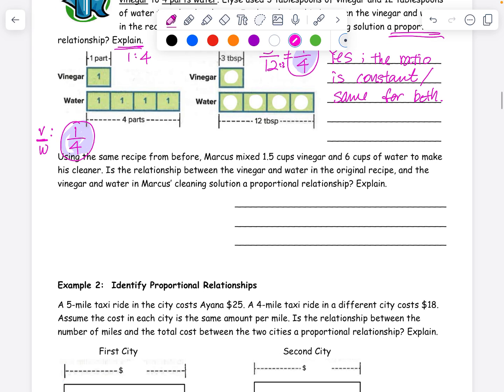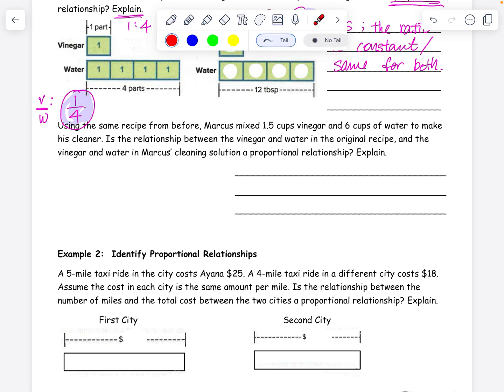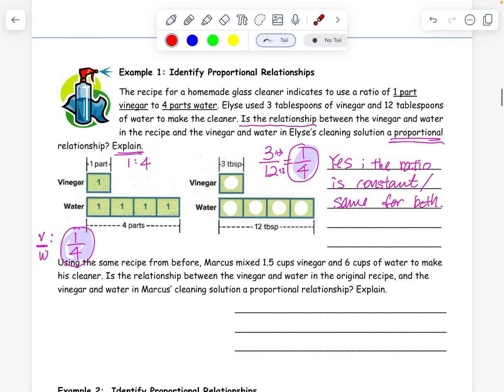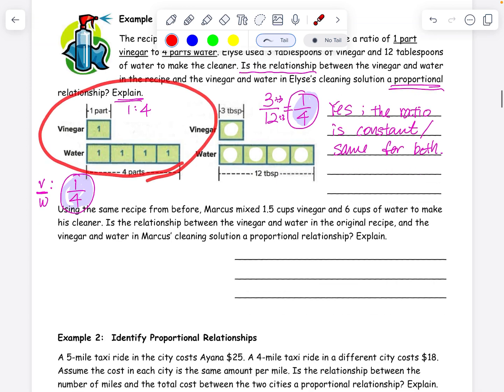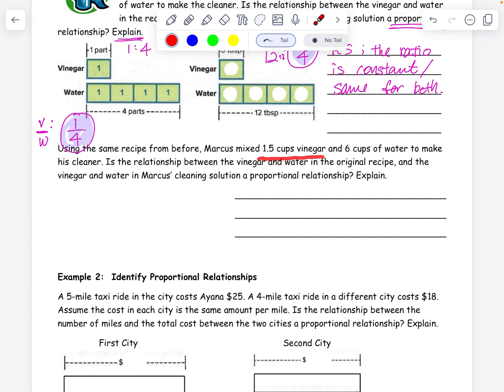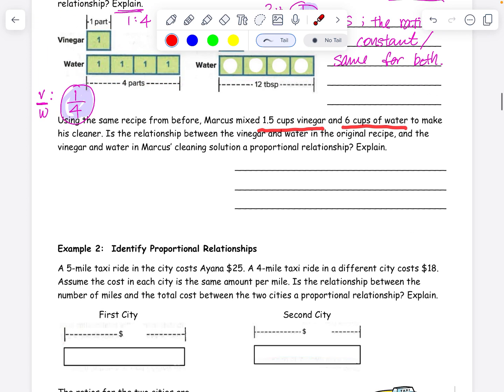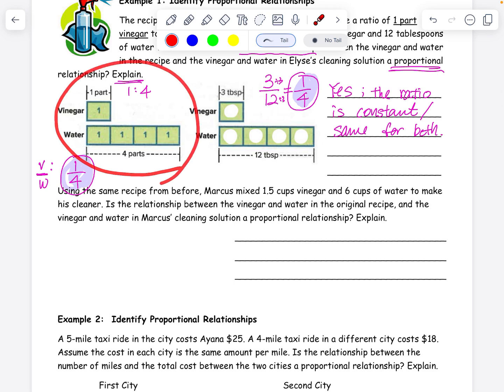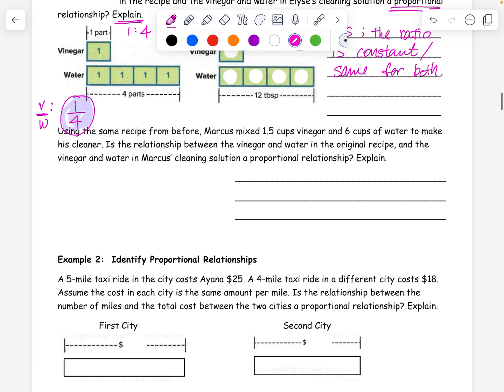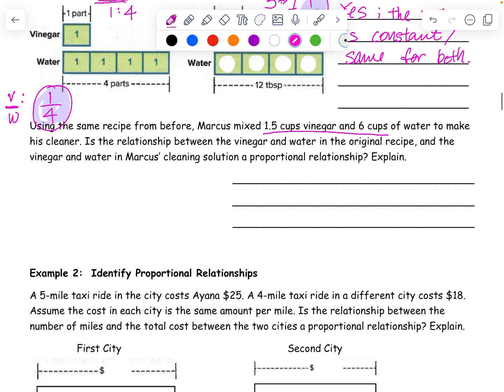Let's look at the next example. Using the same recipe from before, so we're using the same recipe, 1 part vinegar, 4 parts water. Marcus mixed 1.5 cups of vinegar and 6 cups of water to make his cleaner. Now, is this a proportional relationship? Okay, is this proportional to the relationship we saw? So let's take a look at this. All you have to do again is make a ratio. Vinegar on the top and water on the bottom. So again, vinegar over water is what we want, and that's going to be 1.5 over 6.